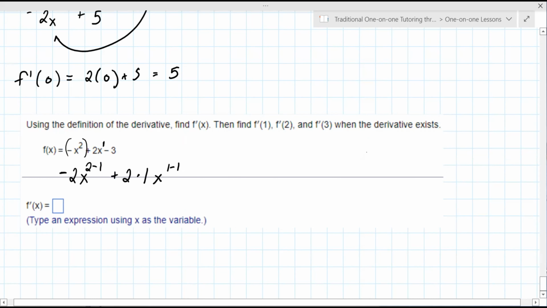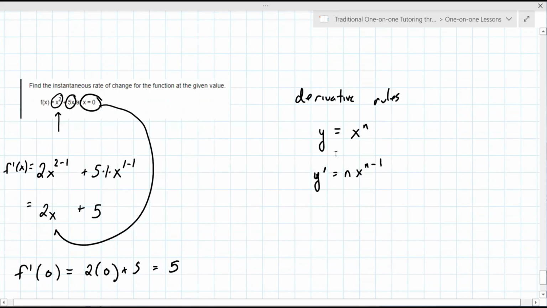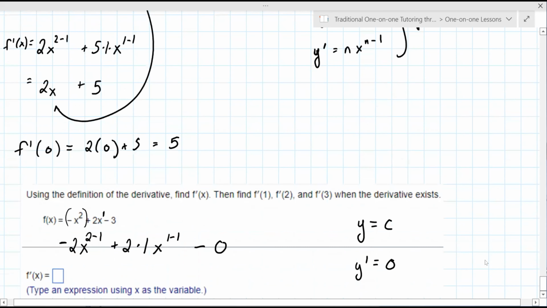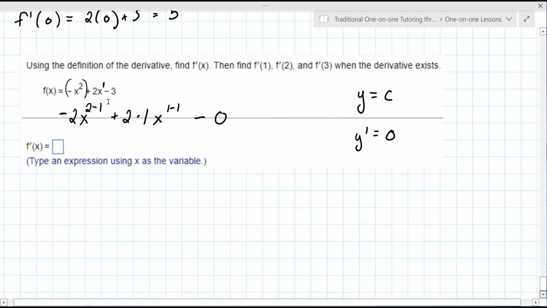Now this last one is a new derivative rule. If your y is what's called a constant, or your f of x is a constant, the derivative of a constant is always 0. So the derivative of negative 3, or minus the derivative of 3, is 0. So we've got 2 derivative rules now. We have what's called the power rule. This is called the power rule. And then we have just the derivative of a constant. So a couple things to remember there.